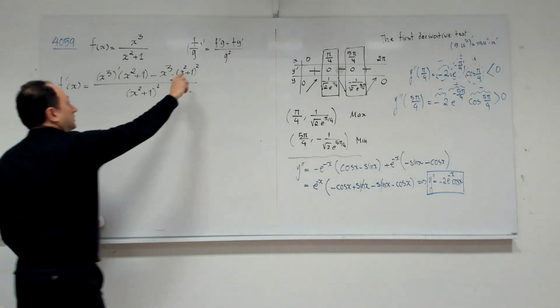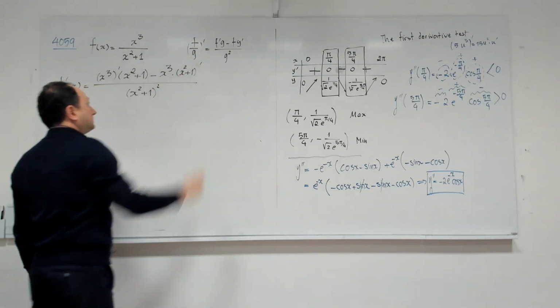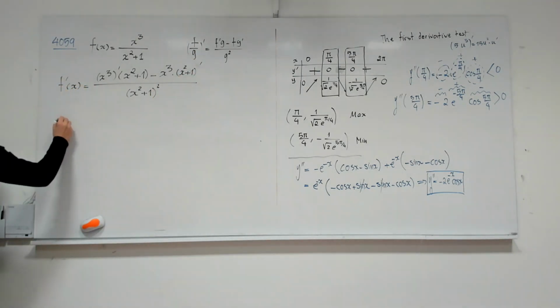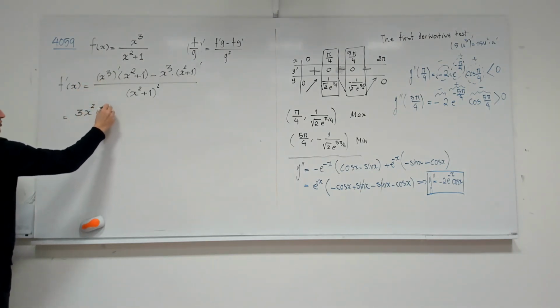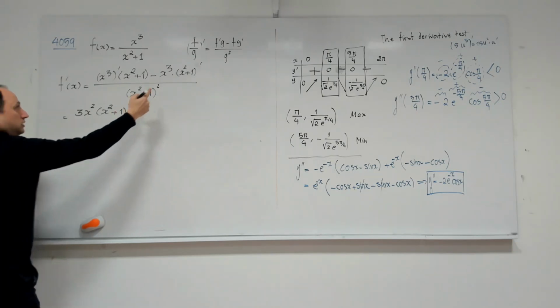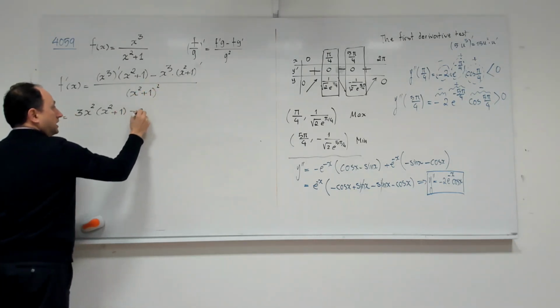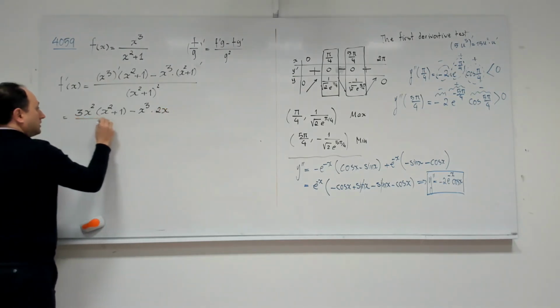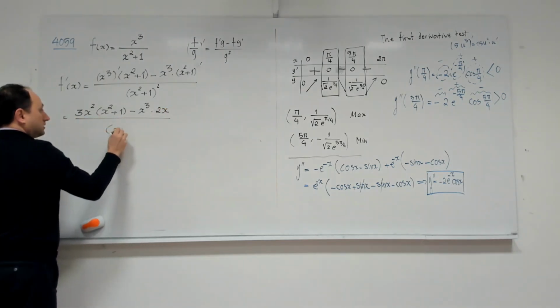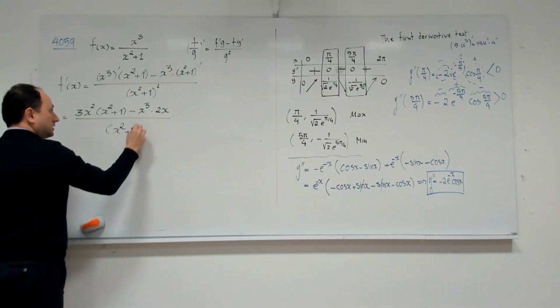Oops, this is wrong. This is prime. Yes. Okay, so now the derivative of this one is 3x squared, and then I have x squared plus 1. The derivative of this becomes x to the power of 3 times 2x. And then I have x squared plus 1 squared.